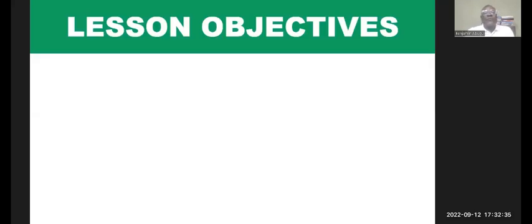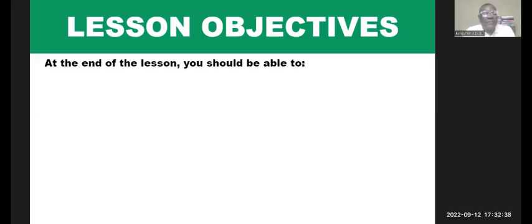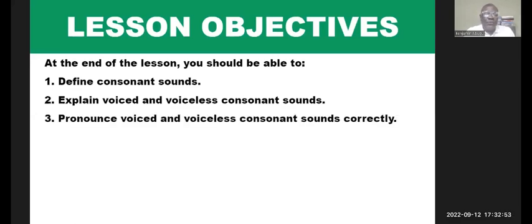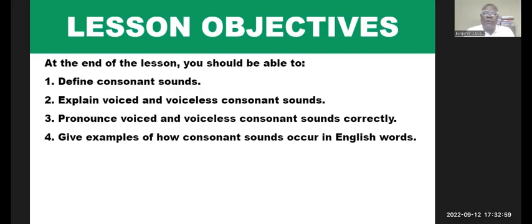We want to begin with the lesson objectives. At the end of the lesson, you should be able to do the following. Number one, define consonant sounds. Two, explain voiced and voiceless consonant sounds. Three, pronounce voiced and voiceless consonant sounds correctly. And four, give examples of how consonant sounds occur in English words.